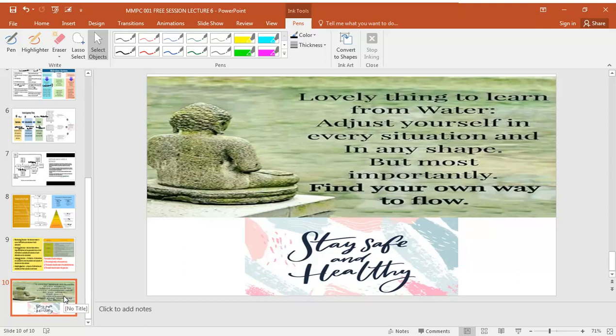Okay, so let's wind up with the quote of Buddha, that is a lovely thing to learn from water. First is adjust yourself in every situation and in any shape, but most importantly find your own way to flow. That is very much important. You have to flow and you have to find your own pace, right?